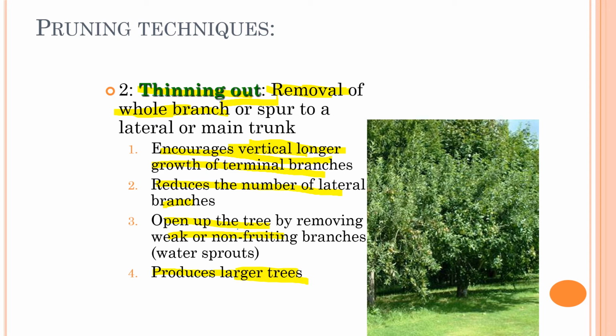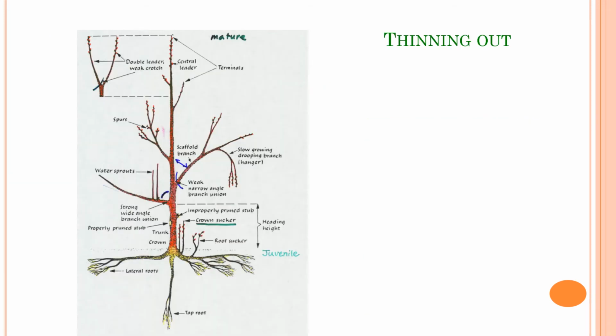So the difference between this one and that one: here you are cutting the whole branch. You can see here, you're cutting the whole branch. So for example, we can see that here. These are the thinning out. Thinning out again, as I will show you now, removing this whole branch is called thinning out. If you only cut part of the branch, if you only cut here, that is heading back. But if you do this, it is thinning out. So this is heading back, this is thinning out. We are talking about this one.